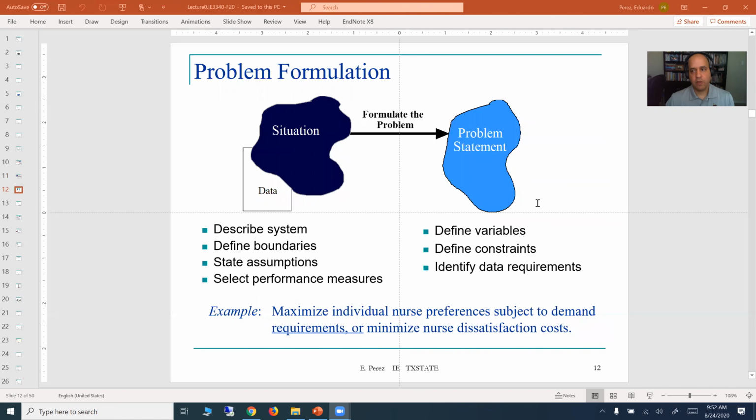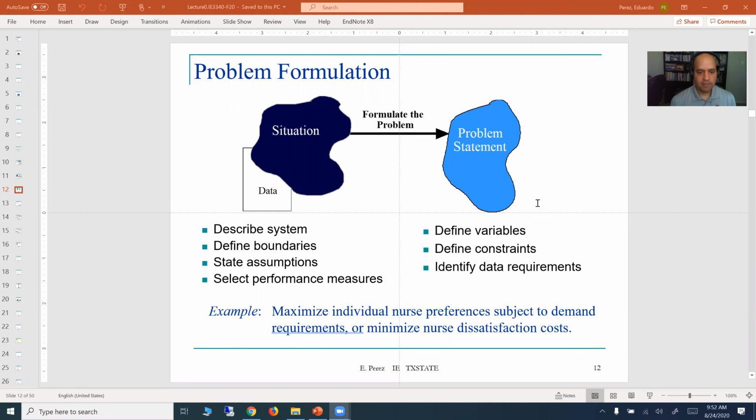So when we talk about the situation, now we get these complaints, right? We get this feedback from the users or from the staff, and we want to improve that situation, so we want to formulate the problem. So what is the problem? How can we translate this situation or this feedback into a problem statement? That will be the first step.